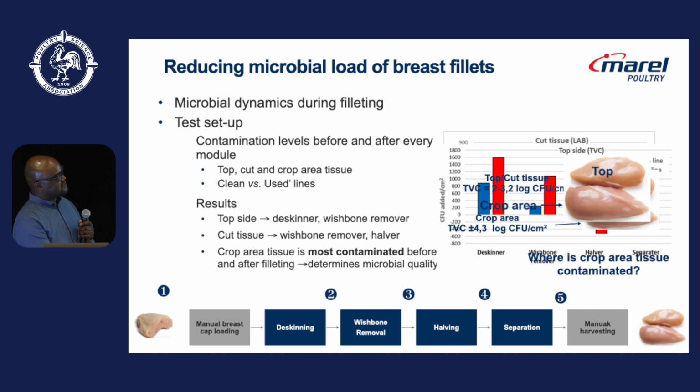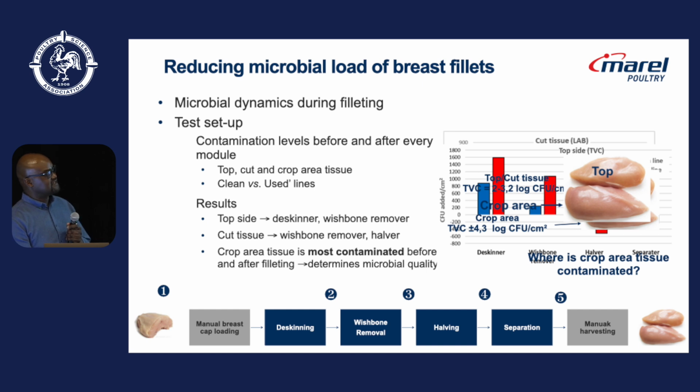And there I show, as you can see on the picture on the right, that the tissue in the crop area has approximately 4.3 log CFU per centimeter squared in terms of the total viable counts, whilst the cut and the top side range between 2 and 3.2 log. So there's almost a 1 to 2 log difference compared to the crop tissue.